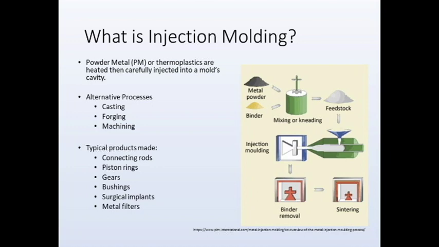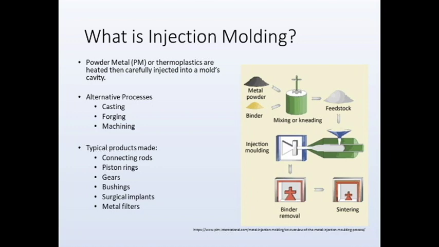So injection molding is an alternative process for casting, forging, machining. It can be a cost-effective option when mass producing products. Some of your typical products that are made are connecting rods, piston rings, a lot of automotive components, as well as toy plastics, plastics for electronics, and a plethora of things.